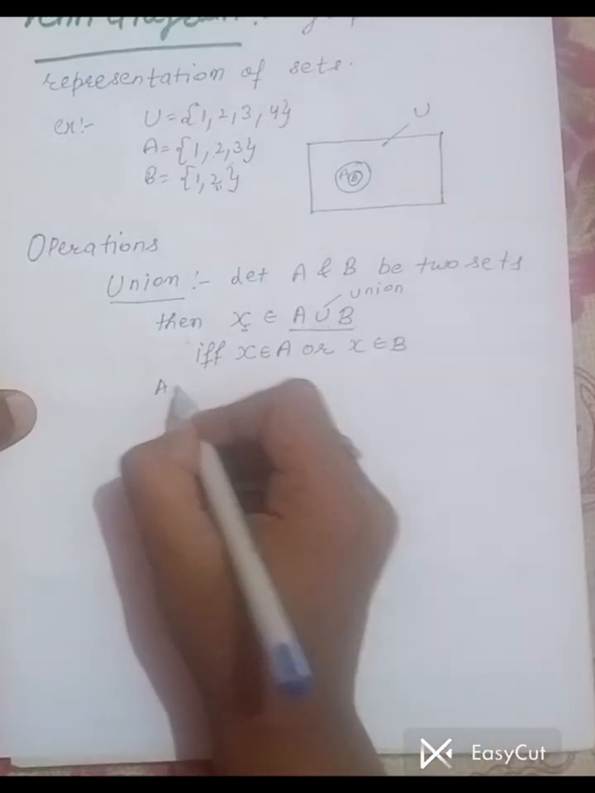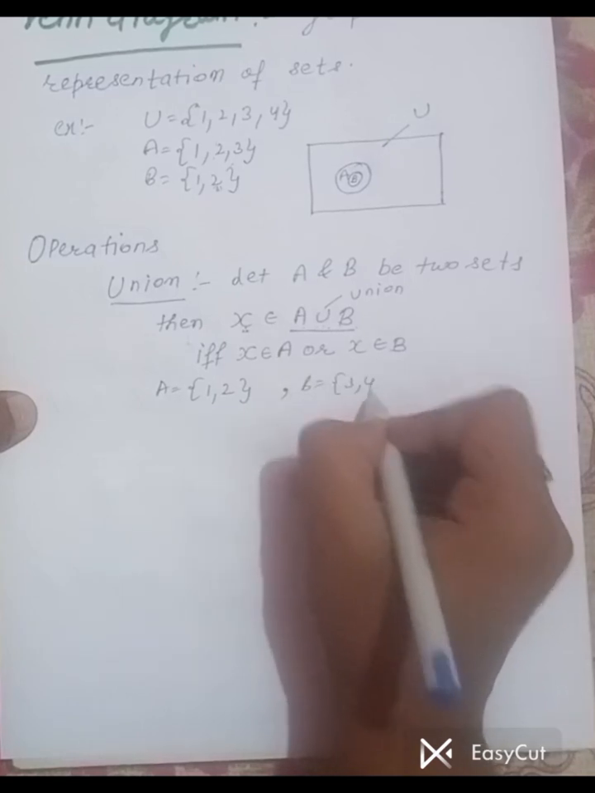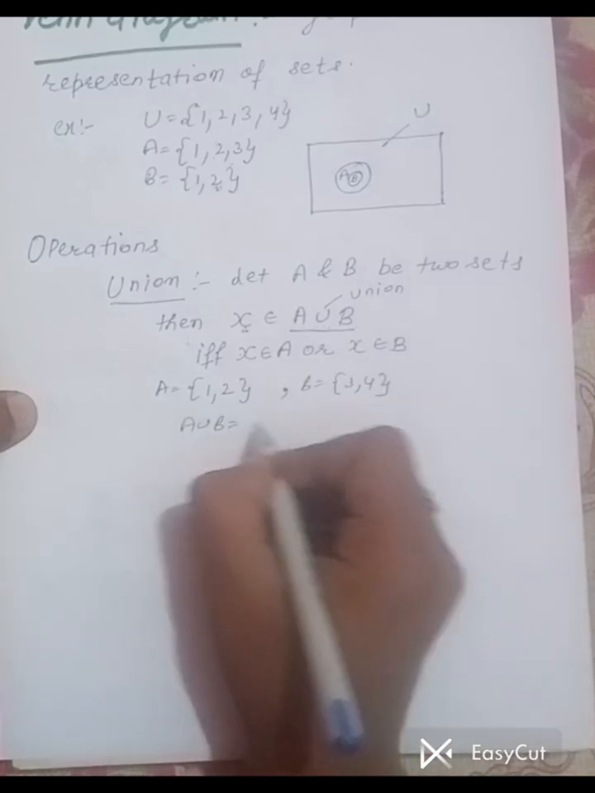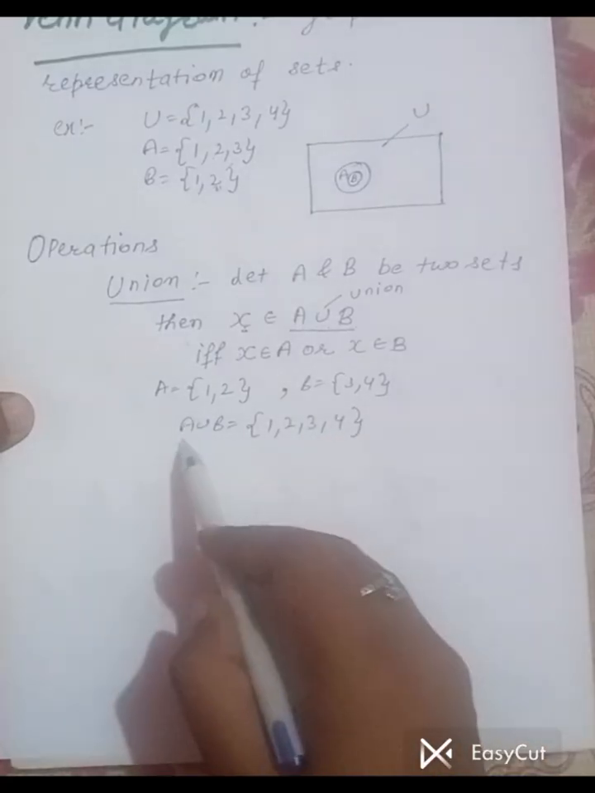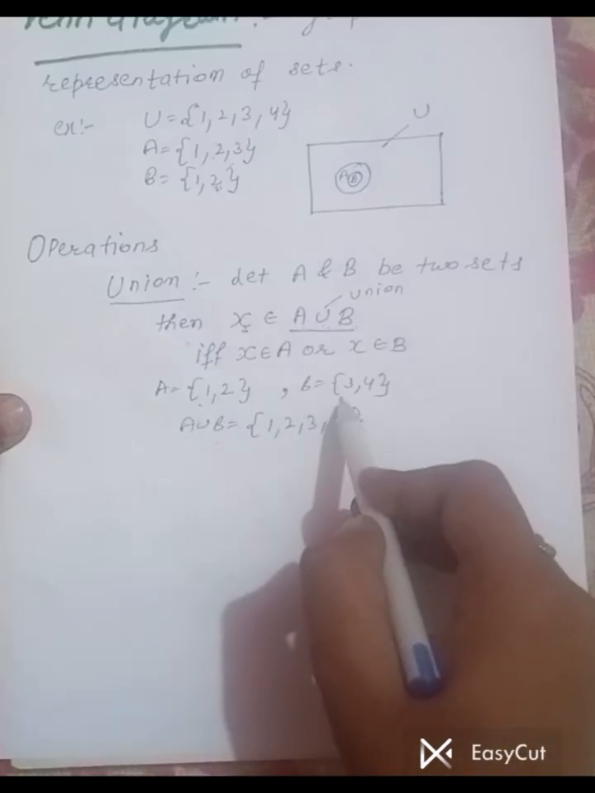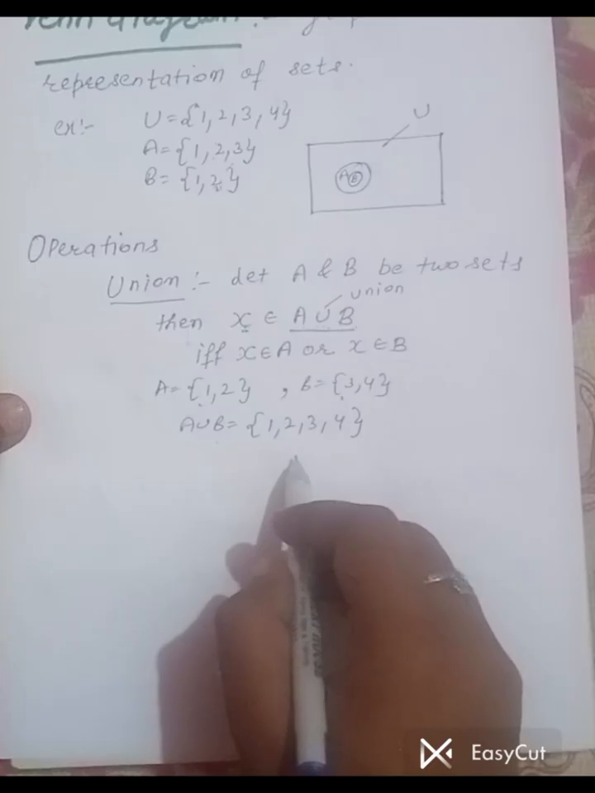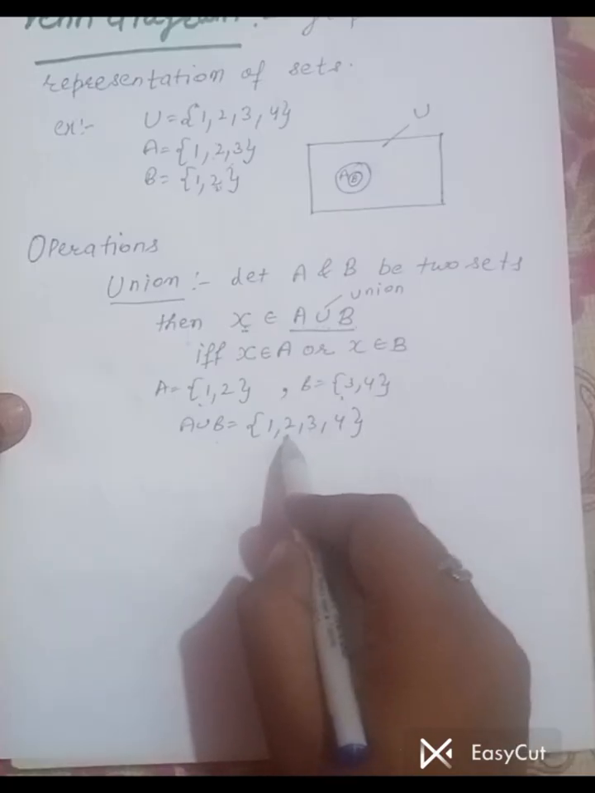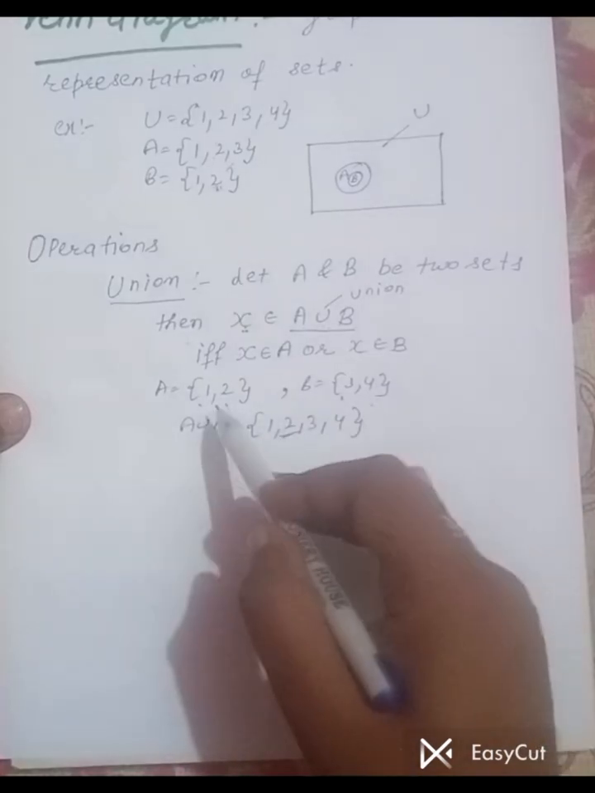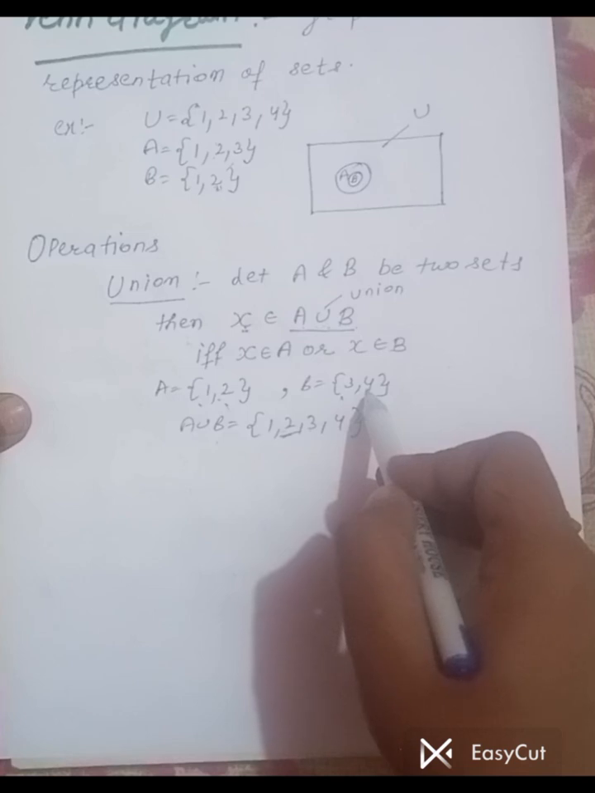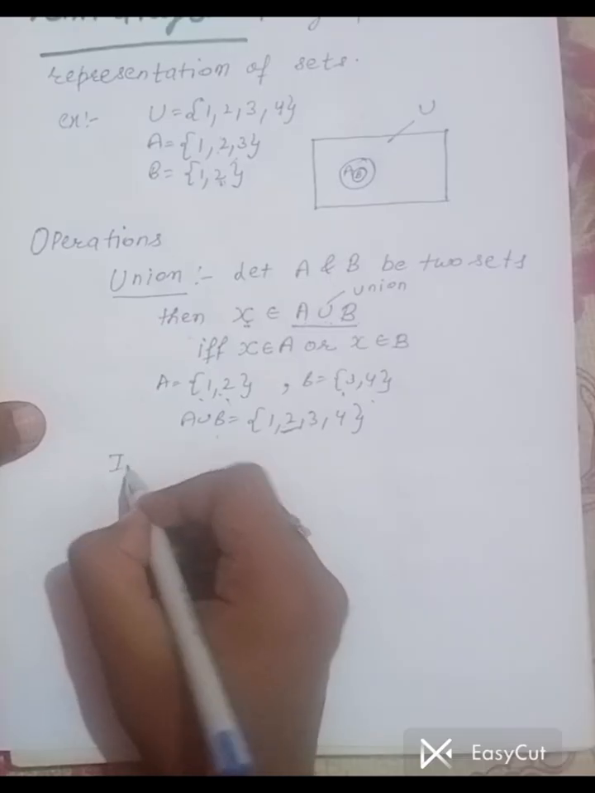Like A is equal to {1, 2} and B is equal to {3, 4}. So A union B is equal to {1, 2, 3, 4}. So it contains all the elements of A and B. It is not necessary that an element, like 2, must be in A as well as in B. It can be in either one of the two sets, right? But it is opposite with intersection.